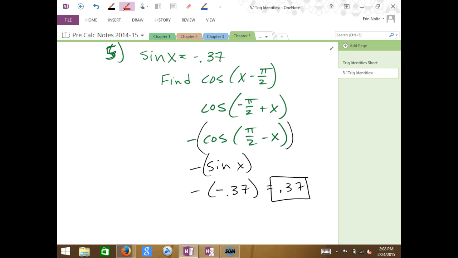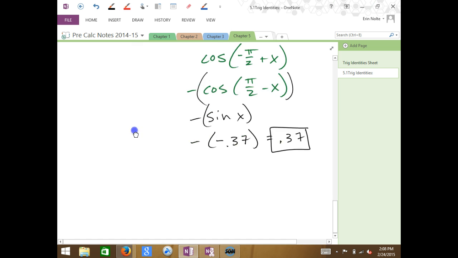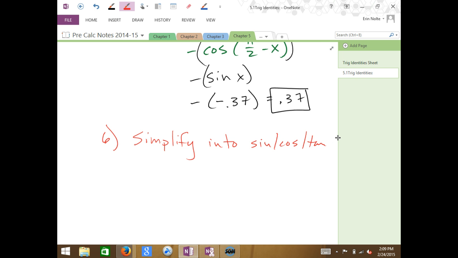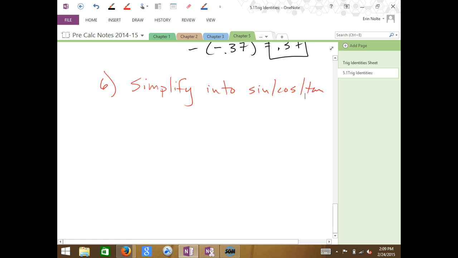Okay. So here is the last example, and this is kind of like the big dog, what it comes down to. The one that's going to be the hardest in those steps. So what they're going to ask you to do is simplify it into a simple sine, cosine, or tangent. Okay, so basically simplify it into one trig value. Okay, so this is what they're going to give to you.